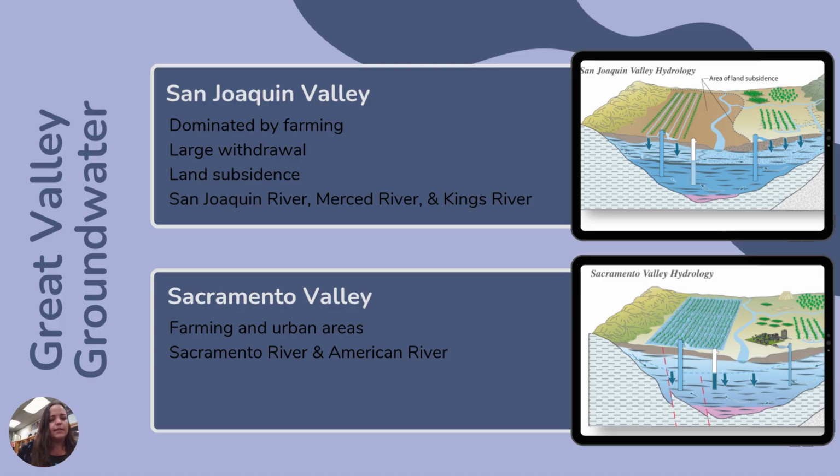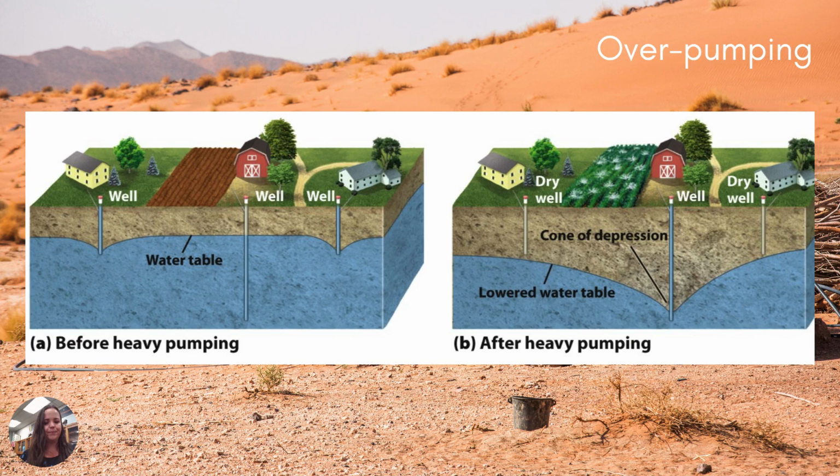The San Joaquin Valley is completely dominated by farming. We do have a couple of bigger cities, but not nearly as large as Sacramento. We also have a very large withdrawal, and we have land subsidence happening, which I'll show you in a second. The river systems that we have are the San Joaquin River, the Merced River, and the Kings River. In the Sacramento Valley, there's farming and urban areas, so not as farming dominant. They also get more rainfall than we do in the San Joaquin Valley. They have the Sacramento River and the American River in the North Valley there.